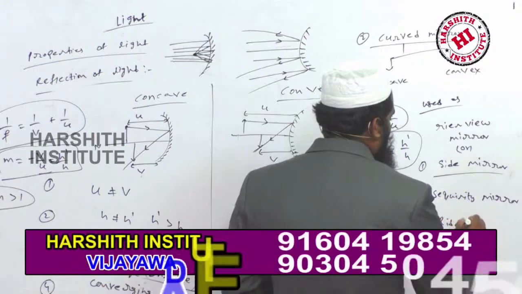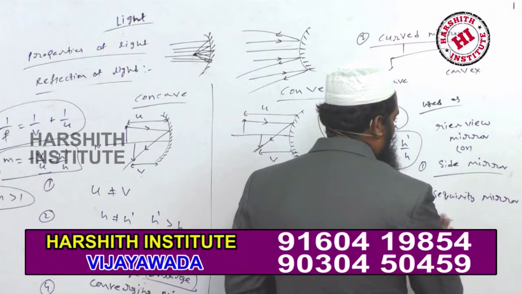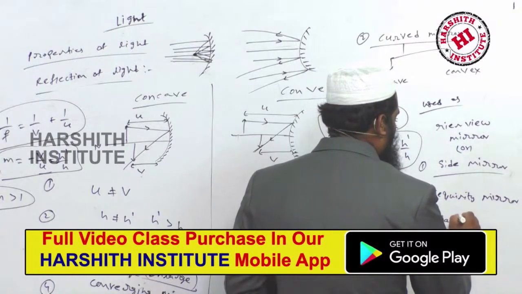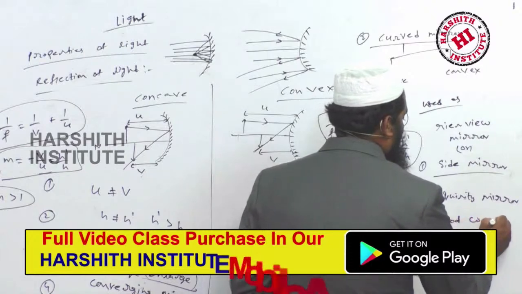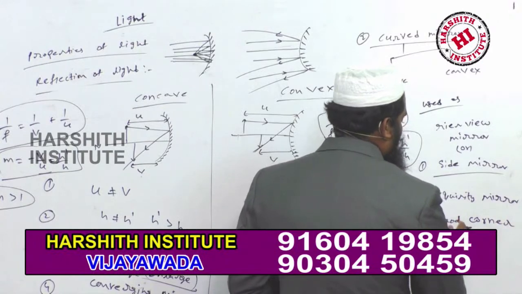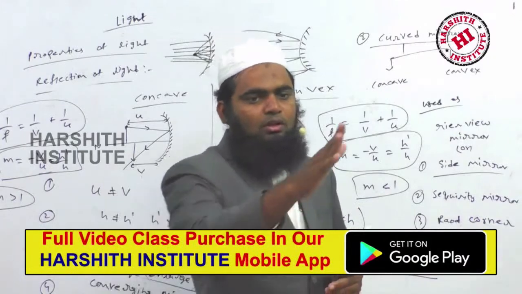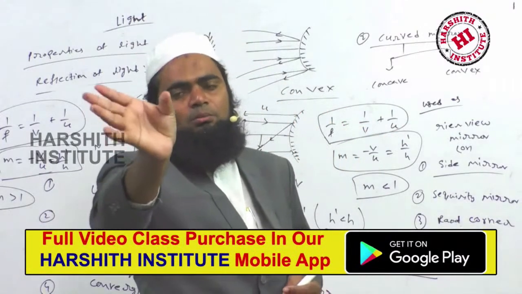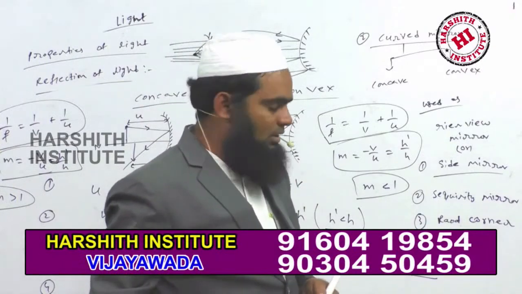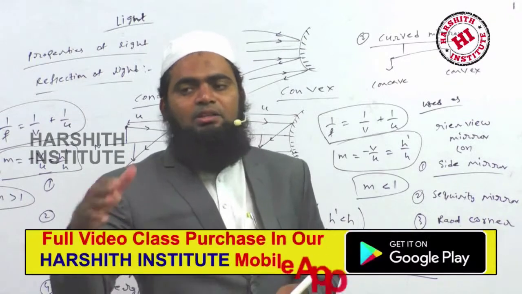The third one is roadside mirrors. We can use mirrors at road corners. At the corners of a road we can put a mirror, and we can see vehicles coming from the other side also. Road corner mirrors are for viewing objects coming from any other direction also.